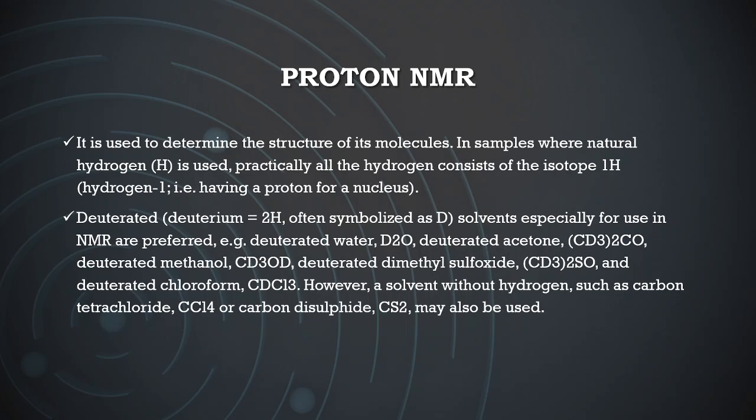Simple NMR spectra are recorded in solutions and solvent protons must not be allowed to interfere. Deuterated solvents, especially for use in NMR, are preferred. For example, deuterated water, deuterated acetone, deuterated methanol, deuterated dimethyl sulfoxide, etc. However, solvents without hydrogen, such as carbon tetrachloride or carbon disulfide, may also be used. Proton NMR is a powerful tool for molecular structure characterization.